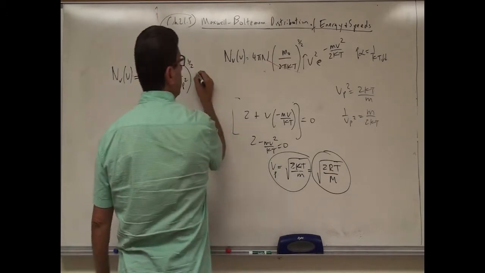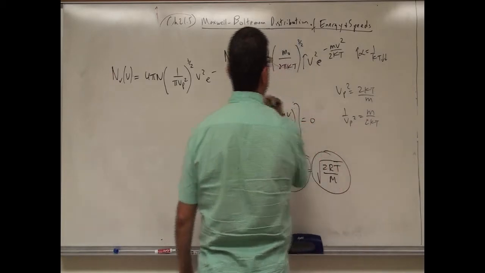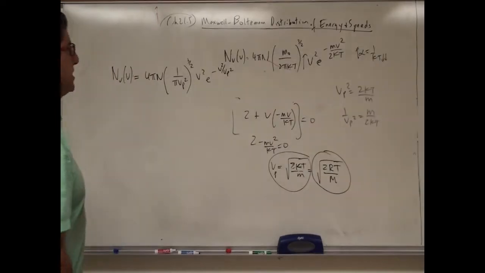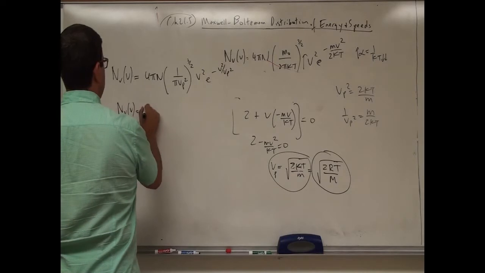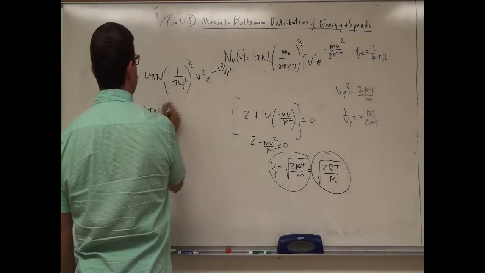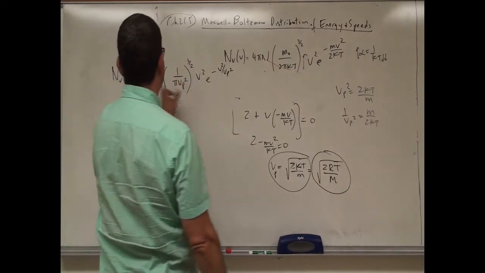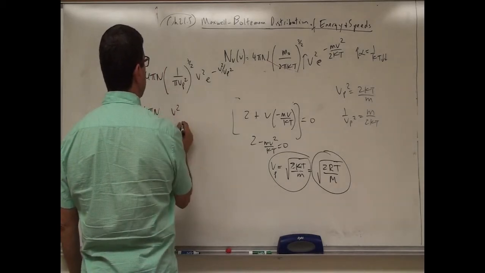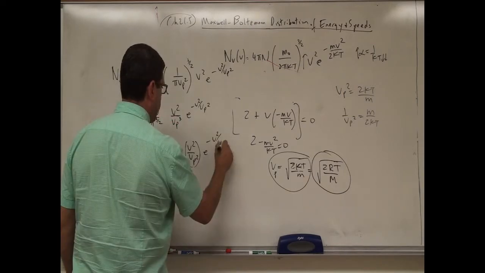And then we're going to say v squared e to the minus, and then m over 2kt is going to be 1 over Vp squared, so it's going to be v squared over Vp squared. So it's kind of an easier way to write it. And then we can clean this up a little bit more. You can say 4 pi n, and then you can factor out the pi to the 3/2, put it on the outside, and then you're going to have v squared. Vp squared to the 3/2 is going to be what? Vp cubed over Vp squared.